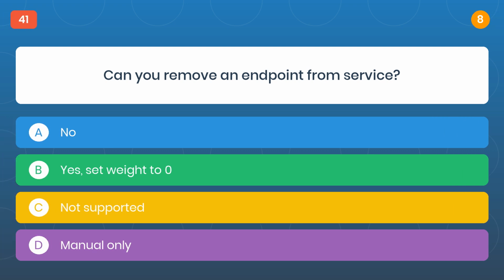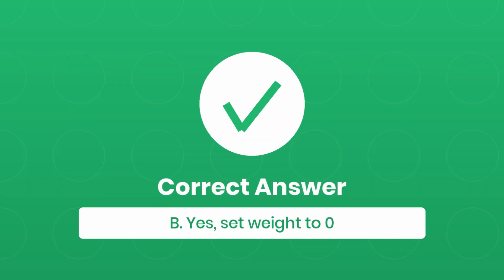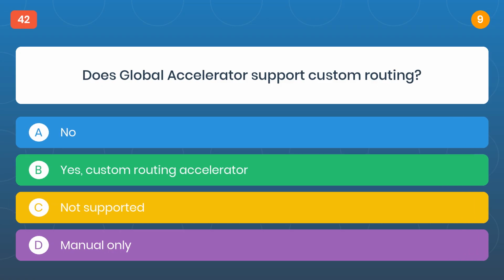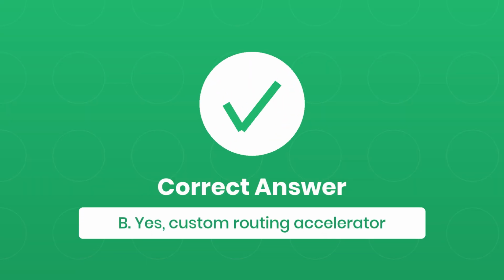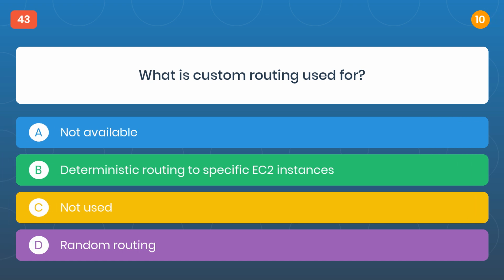Question 41. Can you remove an endpoint from service? The correct answer is B, yes, set weight to 0. Question 42. Does Global Accelerator support custom routing? The correct answer is B, yes, Custom Routing Accelerator.